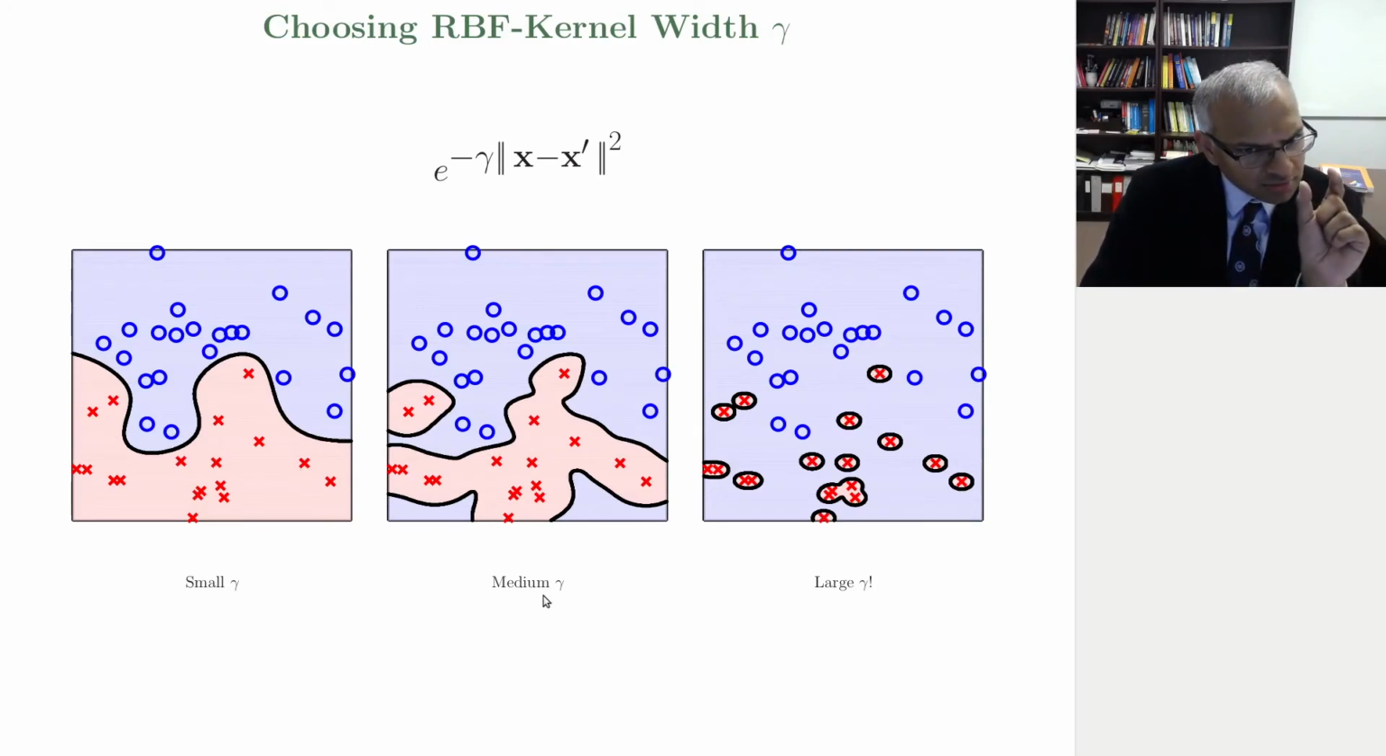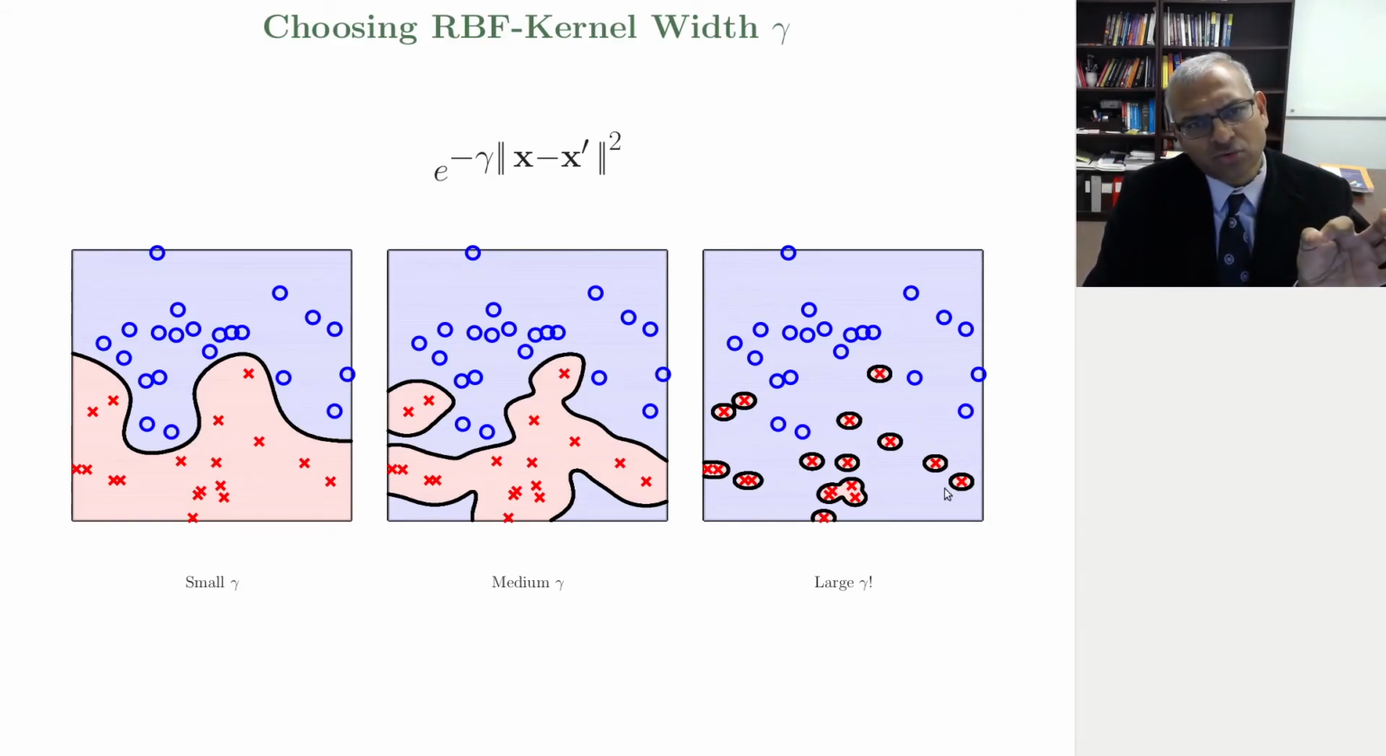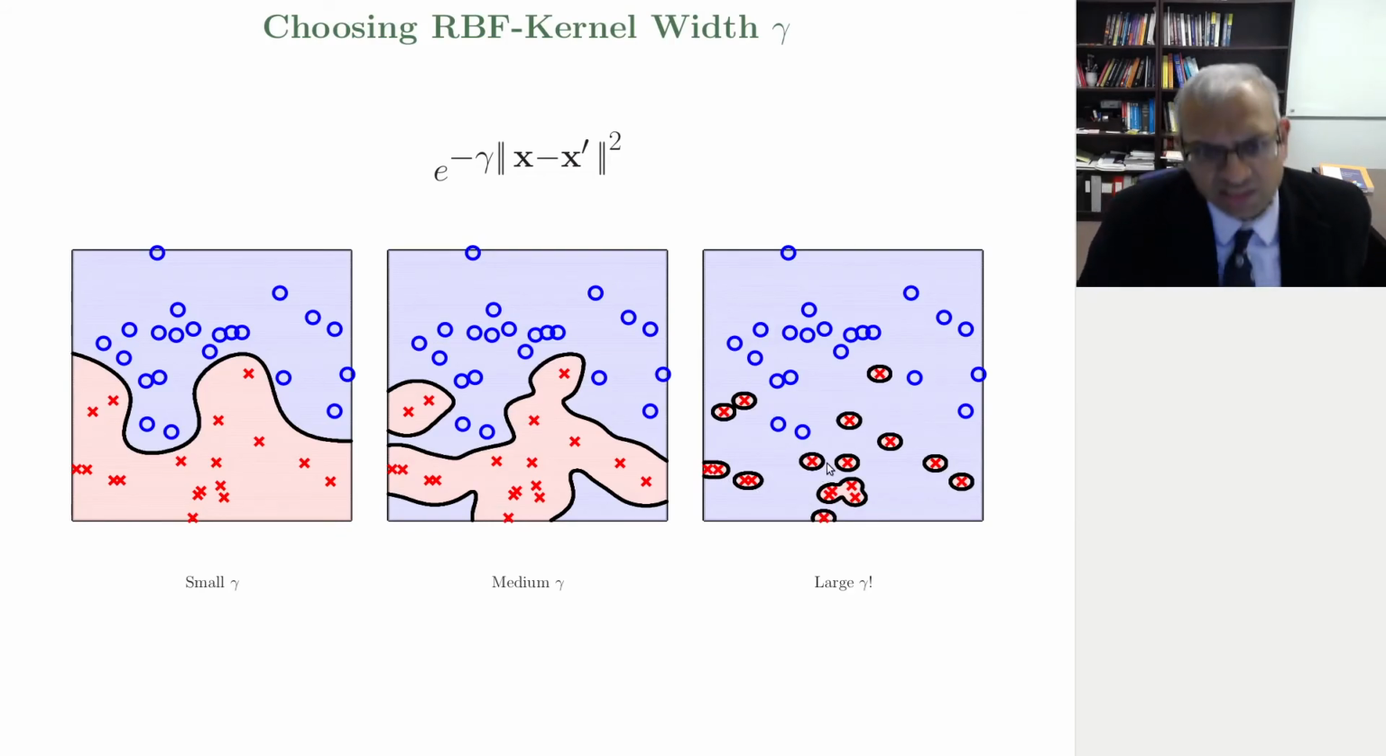If you choose a medium gamma, so small width kernels, you're starting to get more contorted regions that are placing small bumps at the data points. And if you choose gamma very, very large, so a tiny scale parameter, it's basically starting to look very close to the nearest neighbor. And you'll always fit the data.